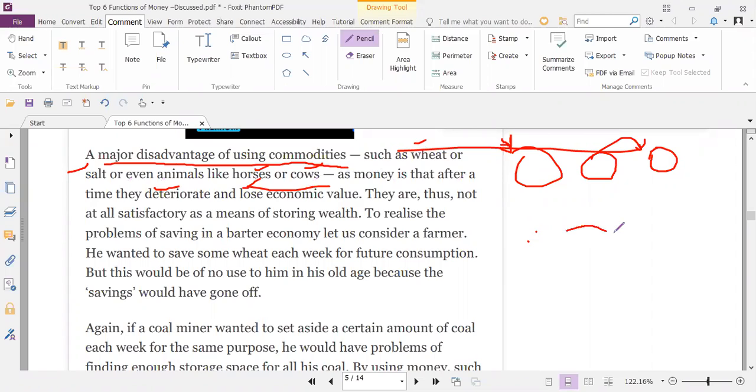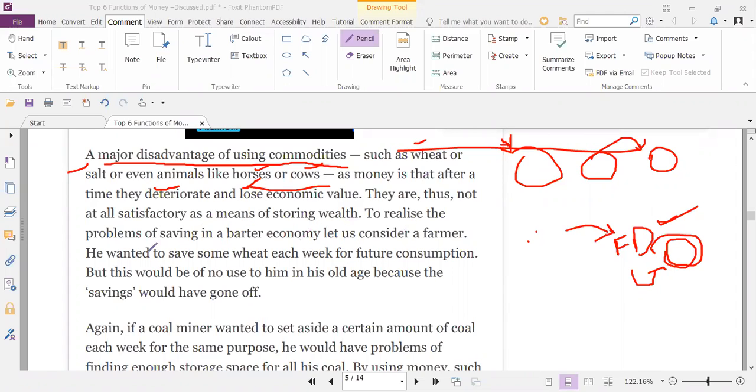In money, if you are storing your money in fixed deposits in a bank, you are assured of getting back your money with good interest earned on it. So there is no deterioration or loss in the economic value of money, right? Commodities are thus not at all satisfactory as a means of storing wealth. Any doubts? No doubts? Okay.